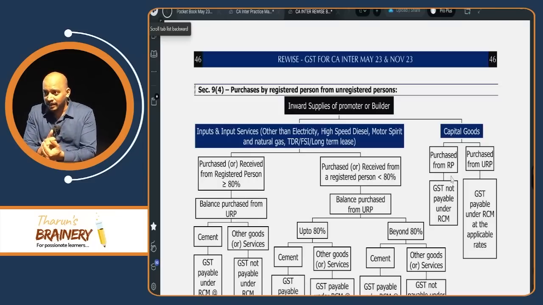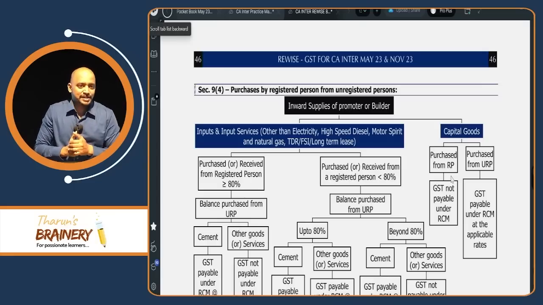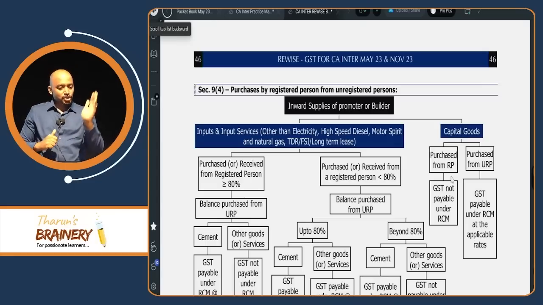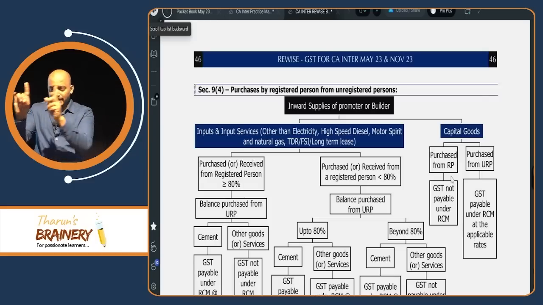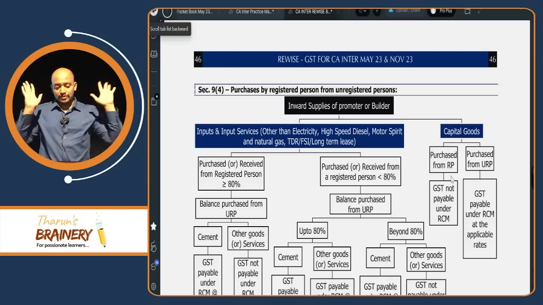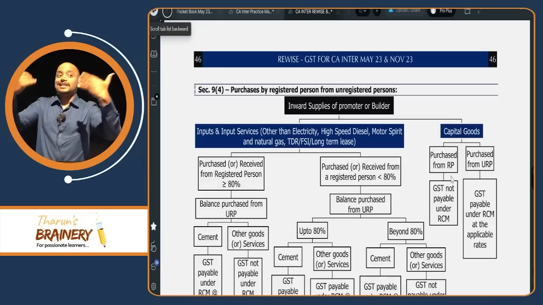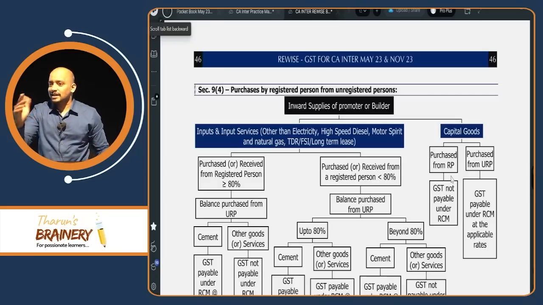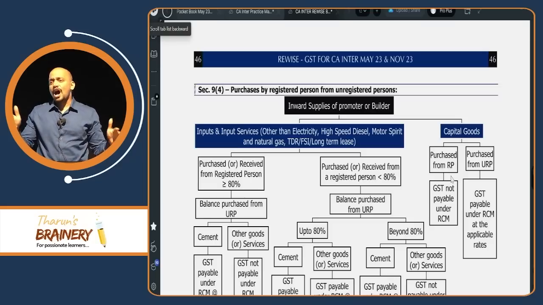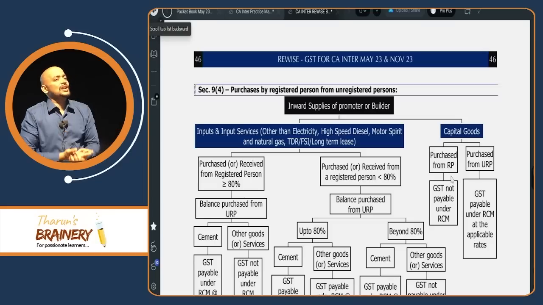Why will a promoter or builder purchase from an unregistered person? For example, there are two shops. Shop A, you buy a product with GST. Same product in shop B without GST. From where will you buy? Shop B, correct? Now, suppose you are able to take ITC. Which shop will you buy from? Either shop A or shop B. You are indifferent, correct or not?